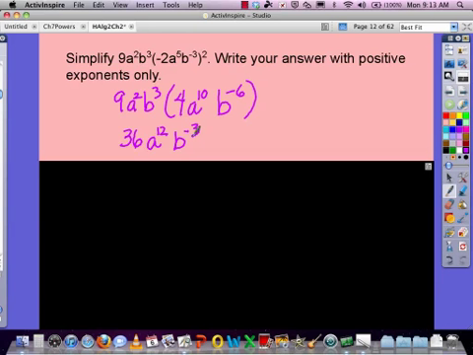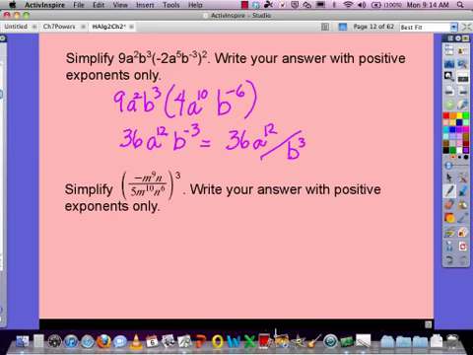So write your answer with positive exponents only. We must take that negative exponent and turn it into a positive exponent. The only way to do that is use that inverse or reciprocal rule. So we'll end up with 36 a to the 12th all over b to the 3rd. And that would be simplified. If there was any division we could do, because of like variables or numbers that went into each other, we would do that at this point.